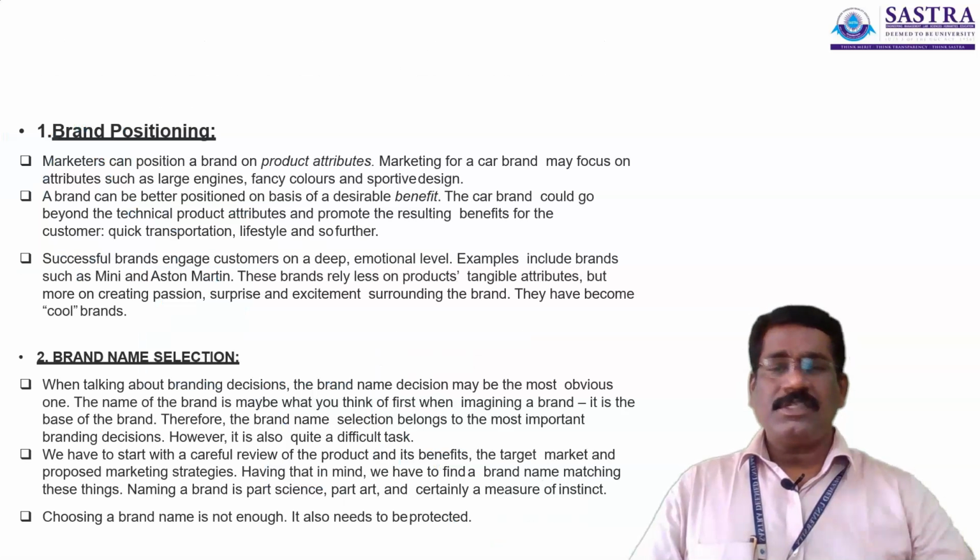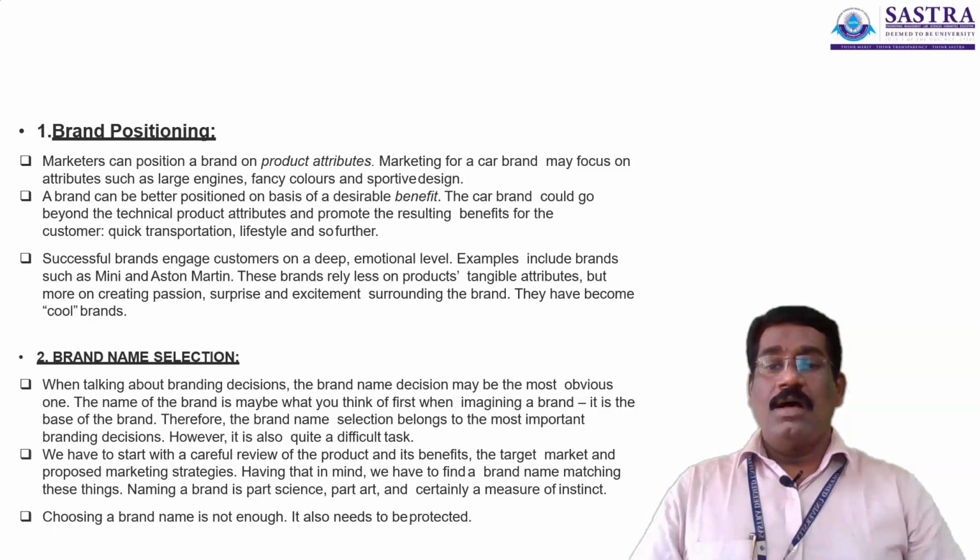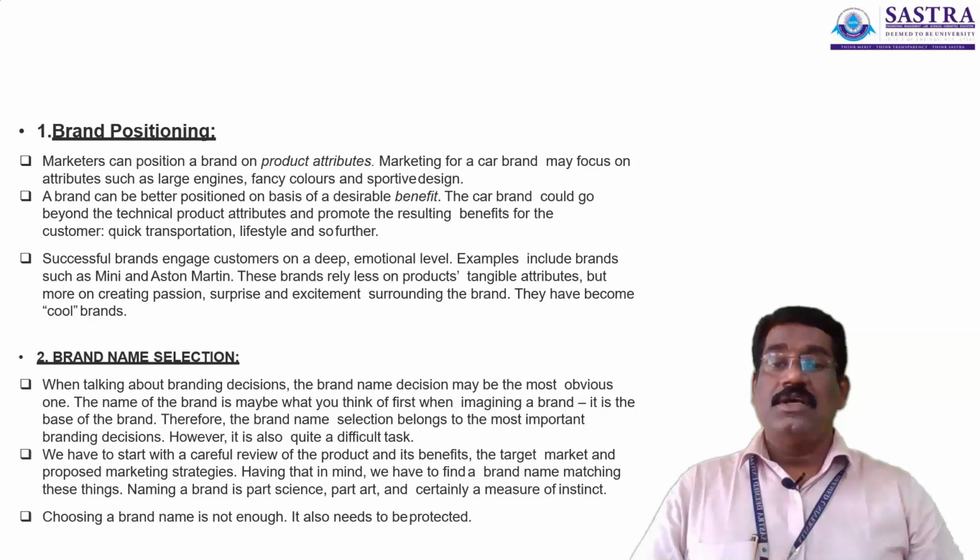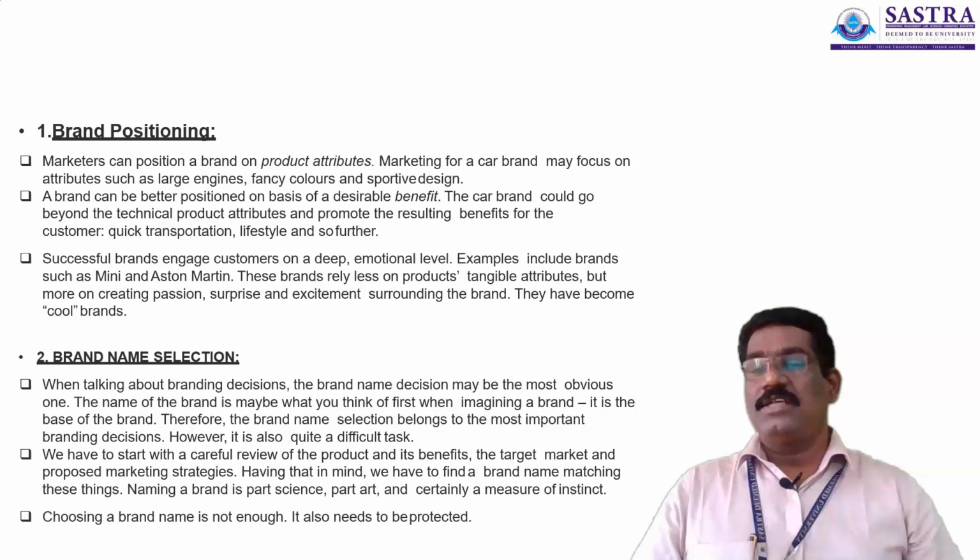So let's go into detail about what brand positioning is. Marketers can position a brand on product attributes. Marketing for a car brand may focus on attributes such as large engines, mileage, fancy colors, sporty designs, or aerodynamic designs. A brand can also be better positioned on the basis of desirable benefits. For example, the car brand could go beyond the technical product attributes and promote the resulting benefits for the customer, quick transportation, lifestyle, and so forth.